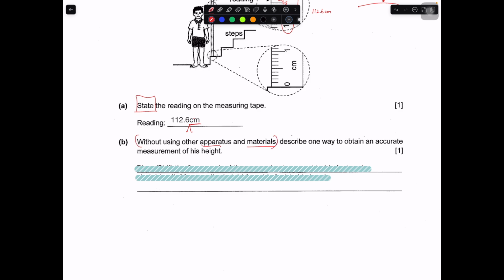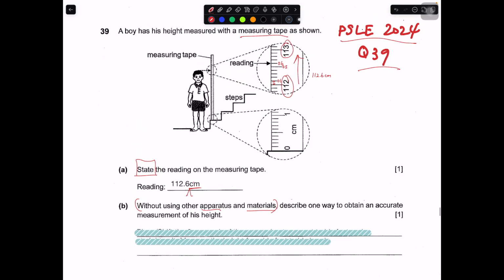Without using other apparatus and material, that means you can only use what is present in the question. So usually for this, you have to think about shifting or placing things around. Describe one way to obtain an accurate measurement of its height. Usually when we talk about accuracy, it's always about the measured variable, or how you take the measurement, or in other words, how close you are to the actual value.